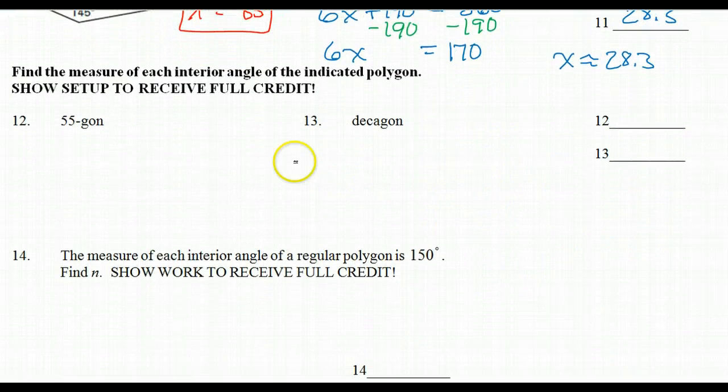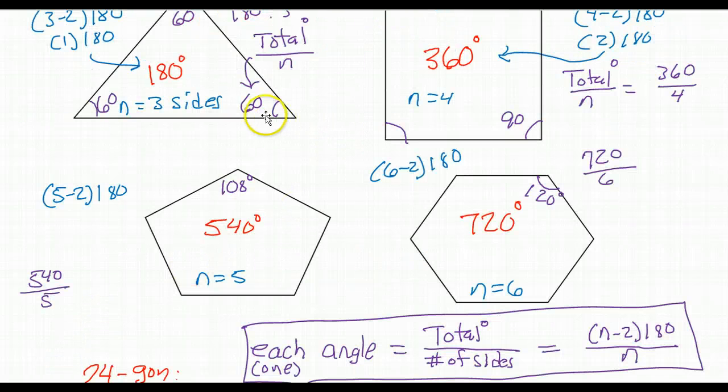Let's see what's next. Find the measure of each interior angle. Each one. Didn't we just talk about this a minute ago? What did I just say? Oh yeah, we talked about how if we wanted to find each angle, or one angle, I always do the total degrees divided by the number of sides. 180 divided by 3. 540 divided by 5, and so on.